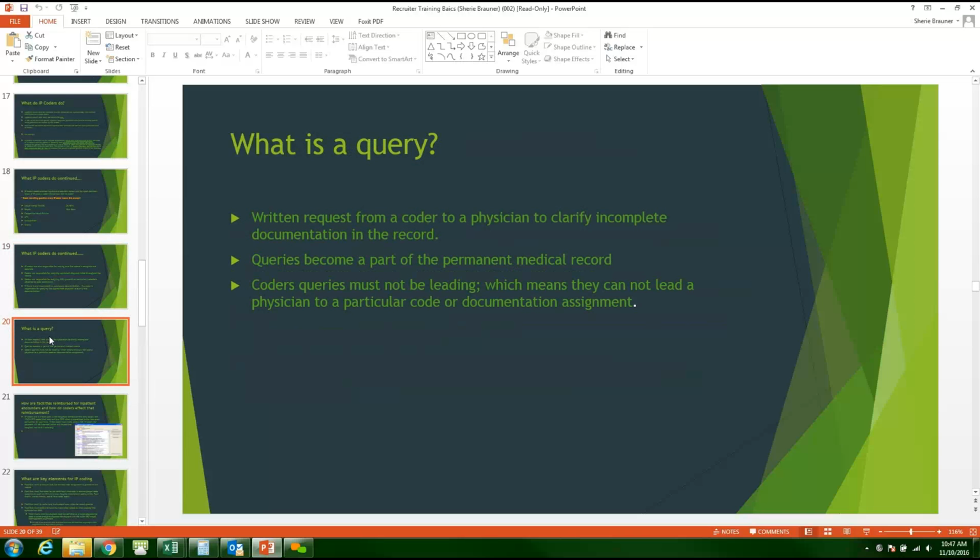Slide number 20. What is a query? A written request from a coder to a physician to clarify incomplete documentation in the record. Queries become a part of the permanent medical record. Coders' queries must not be leading, which means they cannot lead a physician to a particular code or documentation assignment.